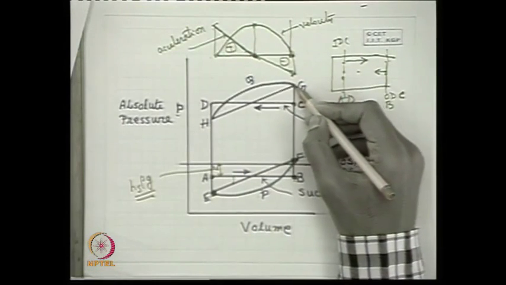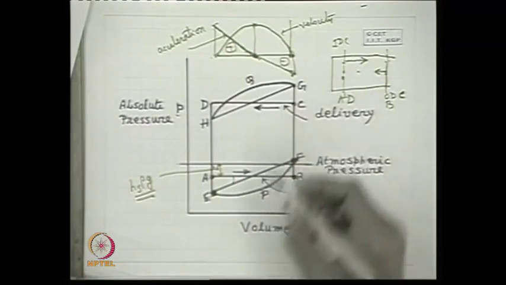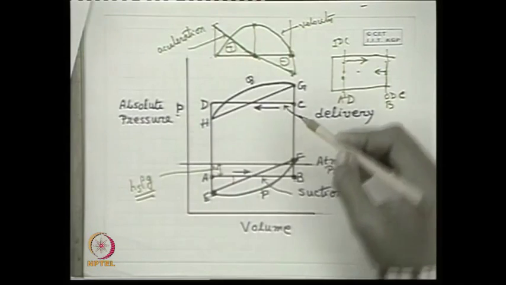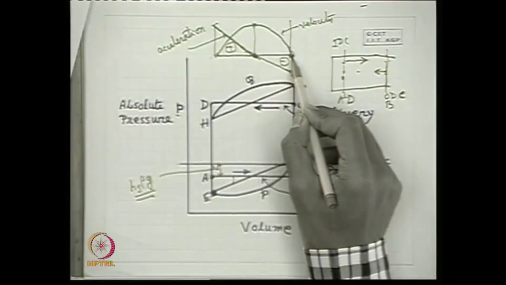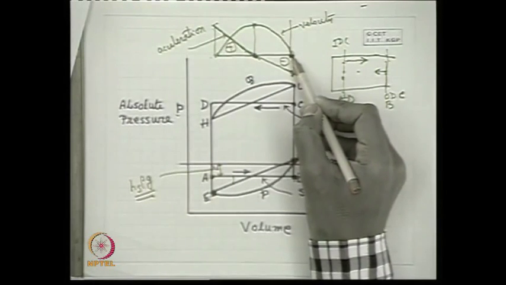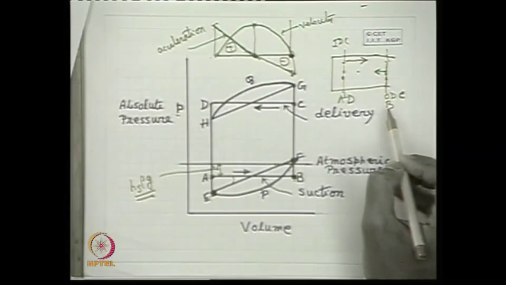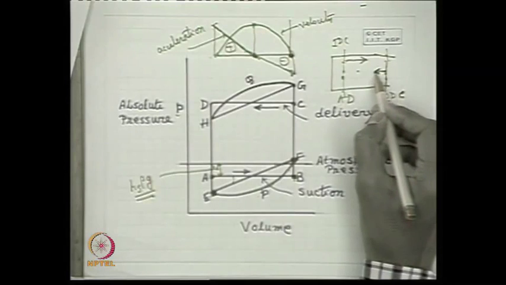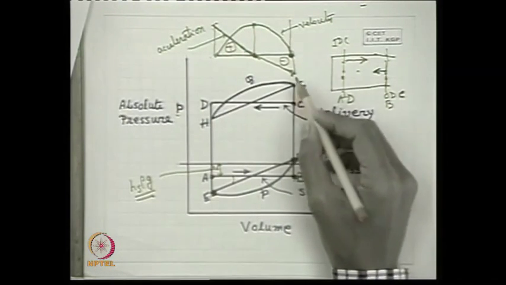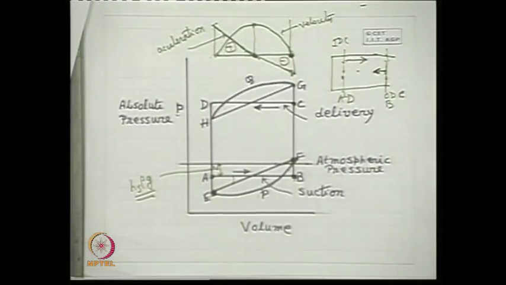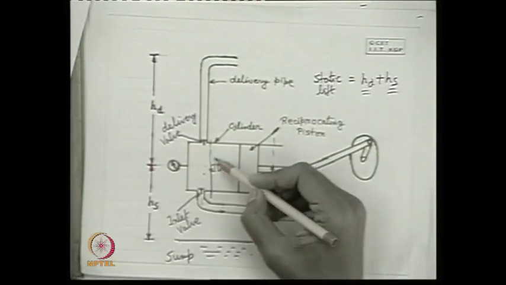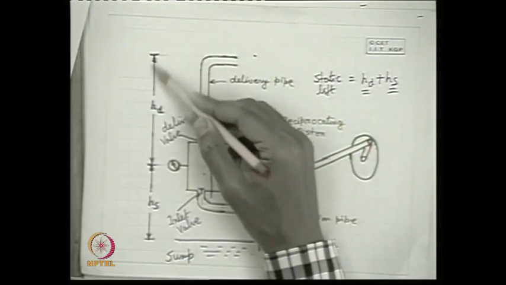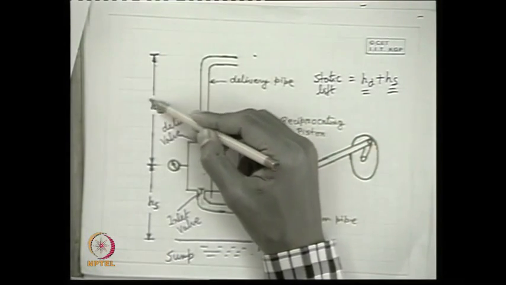Similarly, the delivery stroke is also modified from CD to GQH. Similar thing is that at the start of the delivery stroke, if you see, it is just the reverse, the acceleration takes place. So, when the delivery stroke starts from the point B, now this is changed to point F. So, it starts acceleration. To provide the acceleration of the liquid, the piston has to provide an additional head, which means the pressure difference between the piston and the outside has to be more than that given by this head. Earlier, we considered only this head, HD rho g.